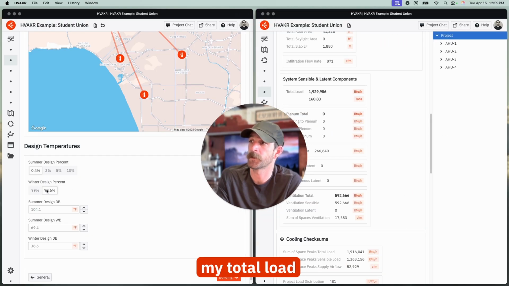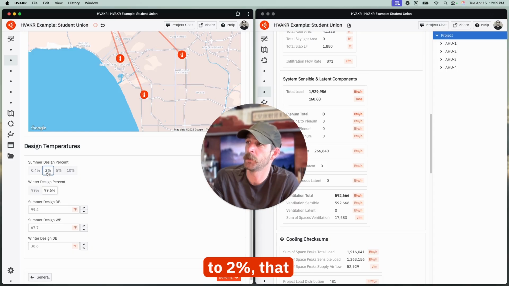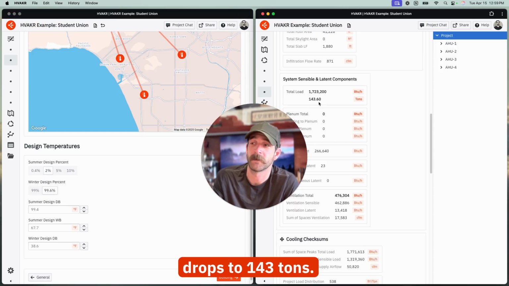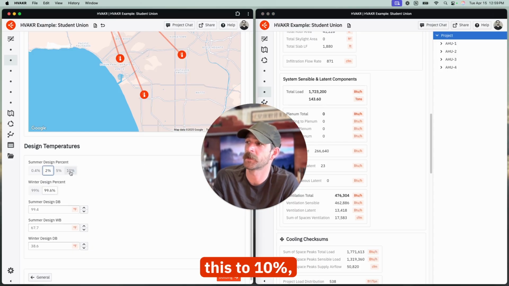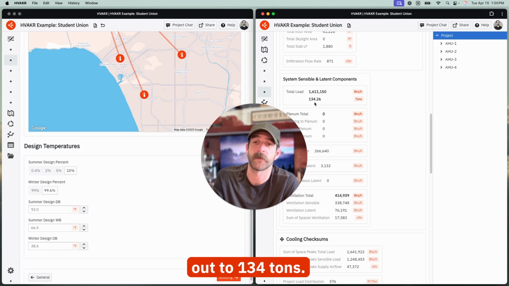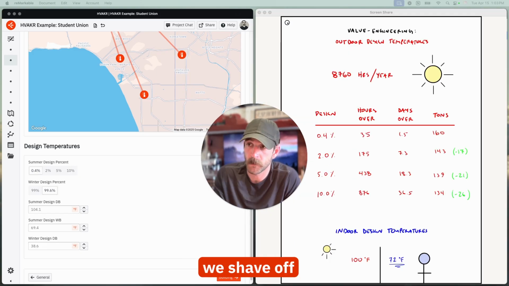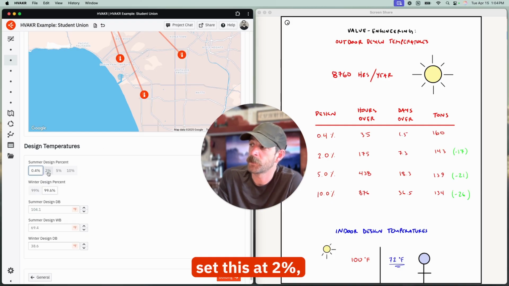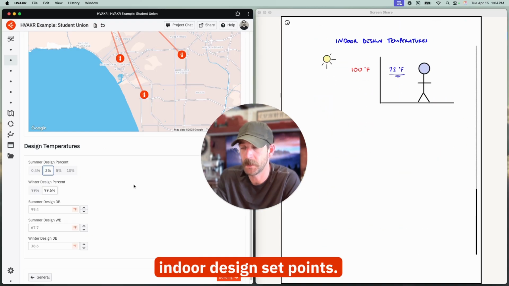Here at 0.4%, my total load for this project is 160 tons. If I change this to 2%, that drops to 143 tons. If I go extreme and drop this to 10%, then it comes out to 134 tons. Let's jot this down. At 2%, we shave off 17 tons of cooling, which is a 10% reduction. So I'm going to set this at 2%, and then we're going to get into the indoor design set points.